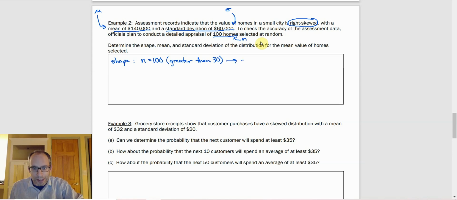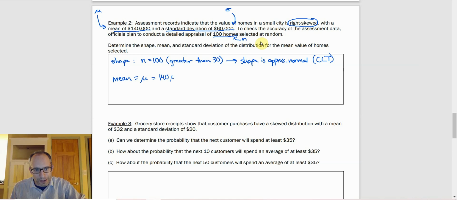So that means that we can say that the shape is approximately normal. And that's the part that you get from the central limit theorem. So I'm just going to put CLT in here for central limit theorem. And we can use that because the sample size is big enough, right? 100, it's above that threshold of 30, so we're good to go with the central limit theorem. Next, the mean, well, that's just mu, and we know that that's 140,000, so not a whole lot of work to do there.